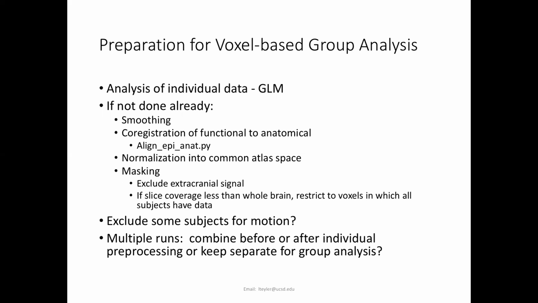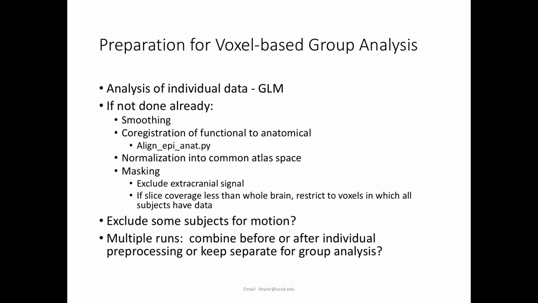And then part of that may be these things that you learned a little bit about last week: smoothing, co-registration of the functional to the anatomical to make sure it's aligned, and normalization into some kind of common atlas space so that everybody is in the same general location in space and you can put them together. Masking out the extracranial signal is also common, because unless there's some kind of weird ESP thing that we don't know about, we don't expect significantly active voxels outside the brain on a group level.